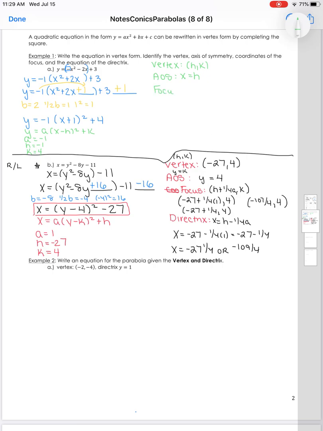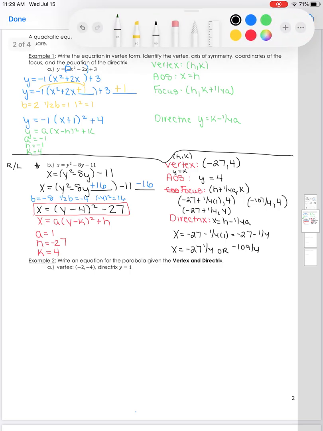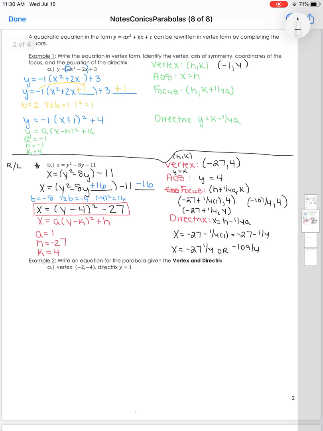So now we're going to find our information. We need the vertex, which is h comma k. For the axis of symmetry, keep in mind we are looking at the first column now: x equals h. For the focus, it is now going to be h comma k plus 1 over 4a. And for the directrix, it's going to be y equals k minus 1 over 4a. And that's all the information we have to calculate.